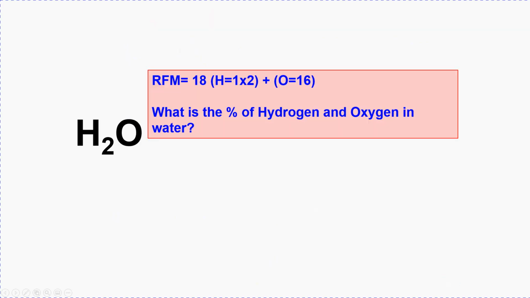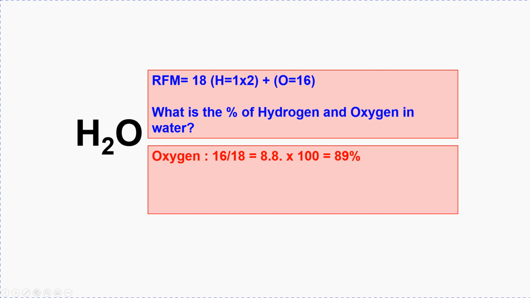So another one here. This is looking at water. We've done our first step, we've found out the relative formula mass. So I've got 2 lots of 1 for hydrogen plus my 16 for oxygen, which gives me a total of 18. Now to work out the percentage of hydrogen and oxygen, let's do oxygen first. So I've got 16 divided by my total of 18, which will give me a decimal. And then I multiply that by 100, which will give me 88.8%, but it'll obviously be a rounded number, so it will give me 89%.